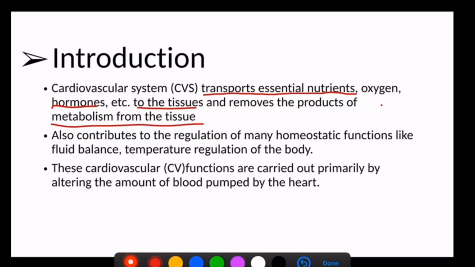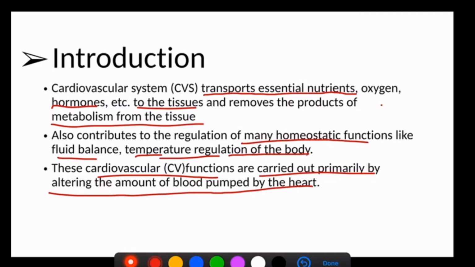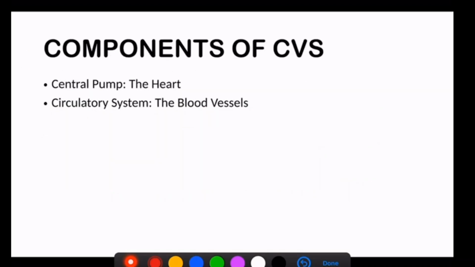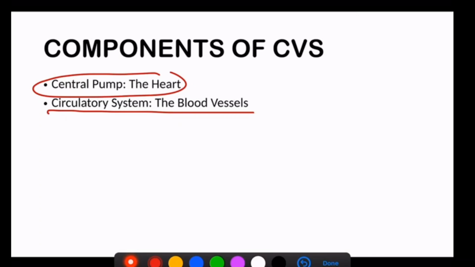the tissues. It also contributes to the regulation of many homeostatic functions like fluid balance and temperature regulation of the body. Cardiovascular functions are carried out primarily by altering the amount of blood pumped by the heart. Components of the CVS: the central pump, the heart, and the circulatory system, the blood vessels.